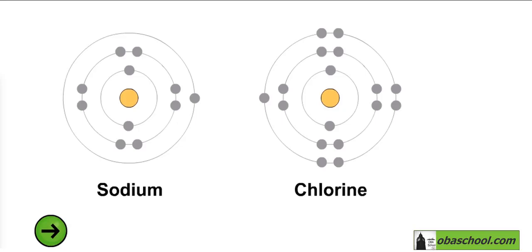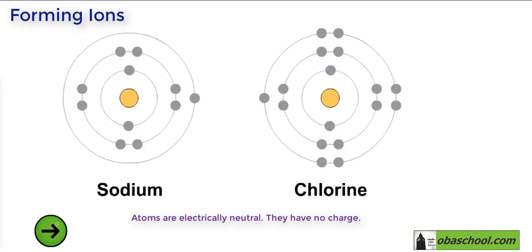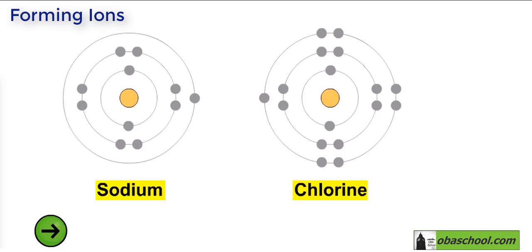In this simulation, we are going to explore how ions are formed. Atoms are electrically neutral. They have no charge. However, ions have a charge, and this charge can be positive or negative. These are two atoms, sodium and chlorine.